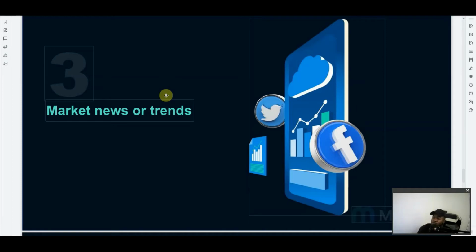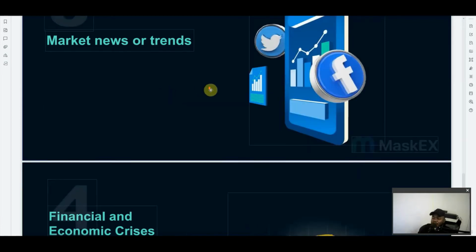And this is what I want you to know today, that market news and trends move the price of any asset. If the news is positive, the price of that asset will increase. If the news is negative, the price of that asset will decrease. And this is what I want you to pay attention to in the crypto market.